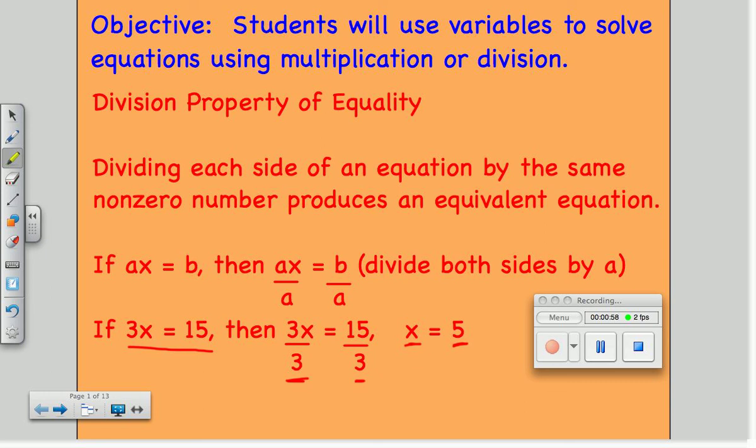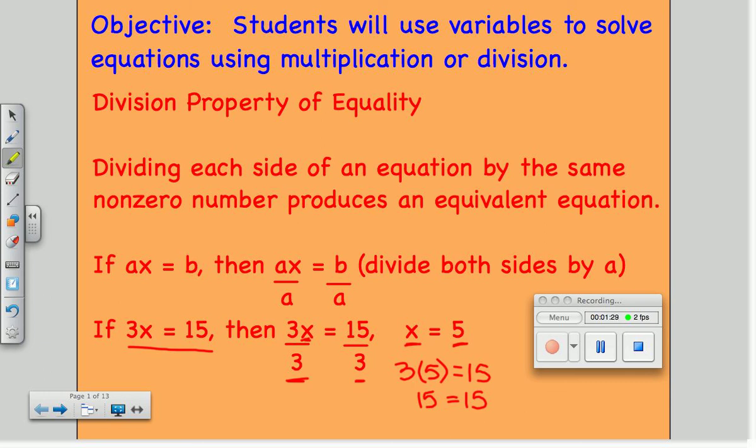So let's make sure that makes it equal, like I just said it would. I'm going to replace the x in the equation here with 5. So I'm saying 3 times 5 equals 15. Let's see if that's true. What is 3 times 5? 15. And yes, that is equal to 15. So that's what this states, that if I divide by the same number, this equation will be true. That one side, the left, will be equal to the other side of the equal sign, the right.